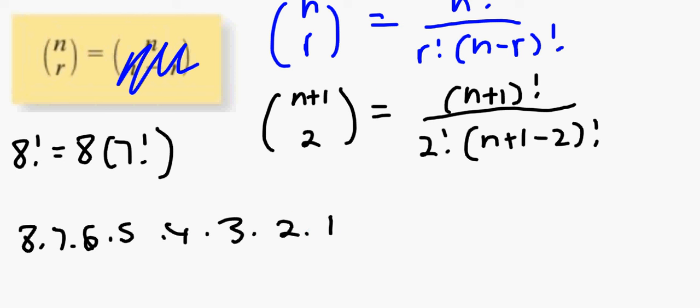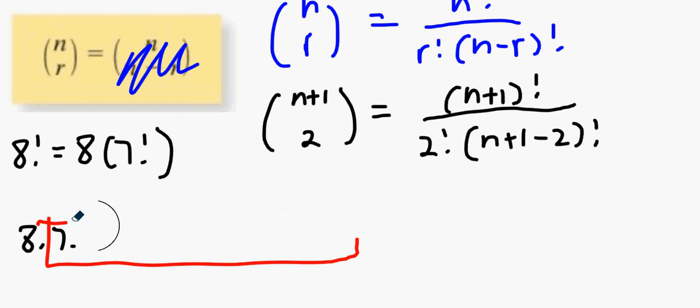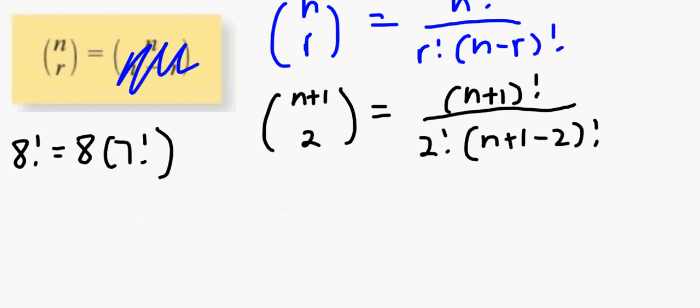What's 7 factorial? That's that part there, isn't it? So would everybody agree that 8 factorial is 8 times 7 factorial? What else is it equal to then? Would you agree it's then equal to 8 times 7 times 6 factorial? Does that make sense to you?